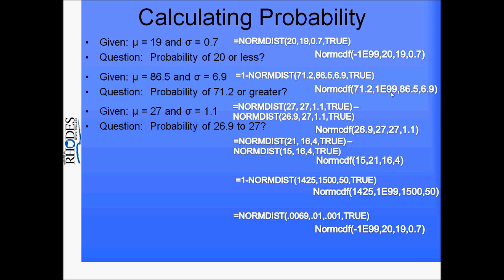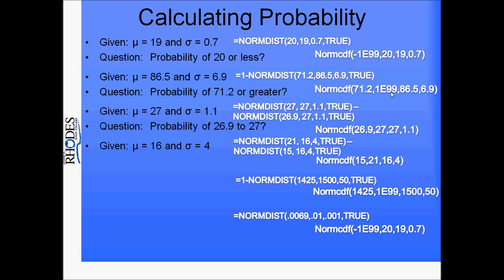So to do this, we need our left bound, which is always your lower value. In this case, it's 26.9. My right bound, which is always my higher number, is 27. And then my mean, in this case, is also 27. And my standard deviation is 1.1. Okay. So then I hit enter to get my answer. And it's 3.62%, or 0.0362.